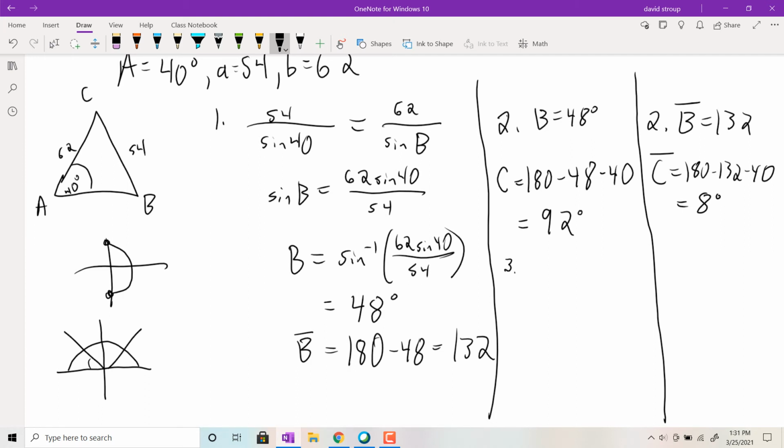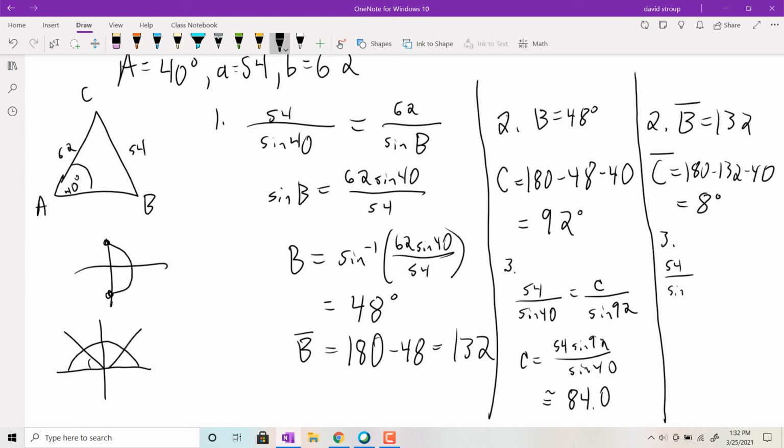Anyways, then you have to solve for what's left over, little c. So step 3, if you want to consider these as steps: take 54 all over sine 40 and set that equal to little c all over sine of 92. Then c is 54 sine 92 all over sine of 40, and in our calculator that turns out to be 84.0. Then over here, do the same thing. Step 3: 54 all over sine of 40 equals little c all over sine of 8. Solving for c, you end up with c equaling 54 sine of 8 all over sine of 40, which will be approximately 11.7.